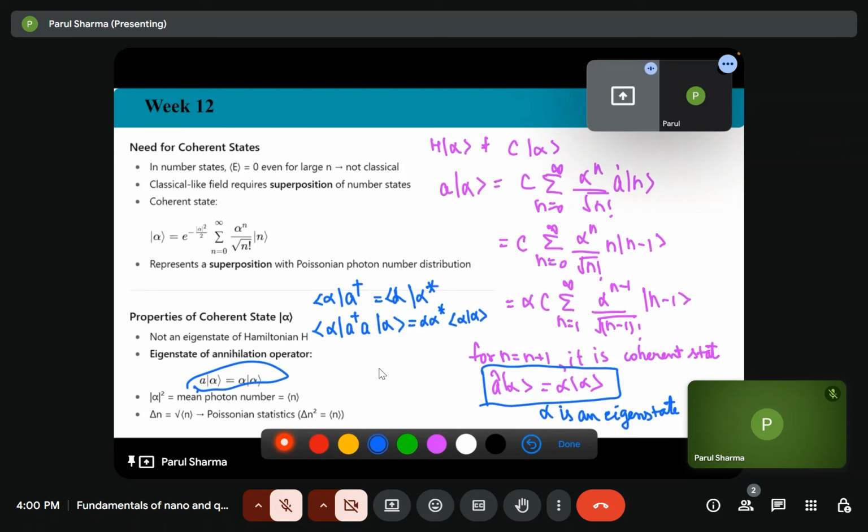So now A dagger A is the number operator, which will give us the number of photons. And we saw that n bar is equal to alpha square, so that we can write delta n is square root of n bar. So from this we can say, so alpha, what was the alpha? So alpha is the length of the phasor.